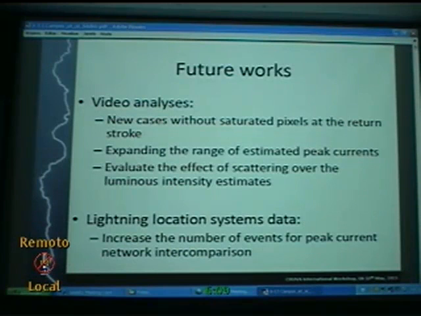And regarding the factors between each lightning location system, we'd like to look at a larger number of events and do those plots for maybe tens or hundreds of events instead of just 5, 6, or 10, which were the case of what we have done so far.